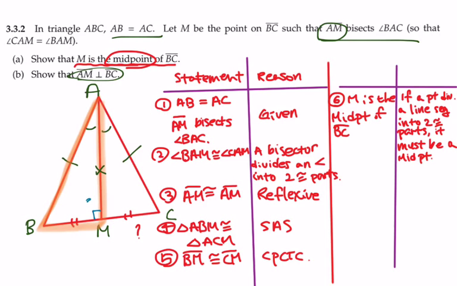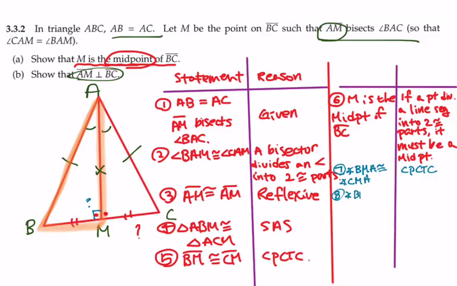How are we going to show that they're perpendicular? Then we need to show they form a 90-degree angle. From the previous question which we have done, you should be able to see that that's possible through showing that these two dotted angles, BMA and CMA, are congruent to each other. We are doing that right over here. They're congruent to each other by CPCTC.